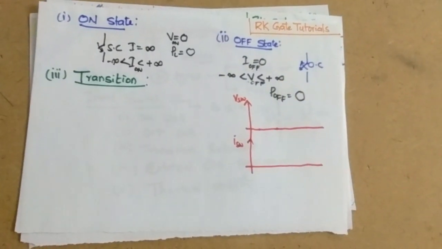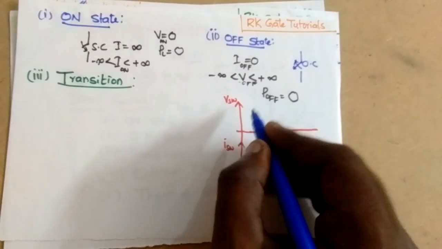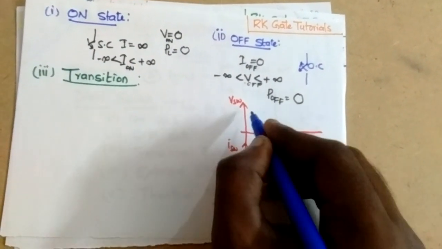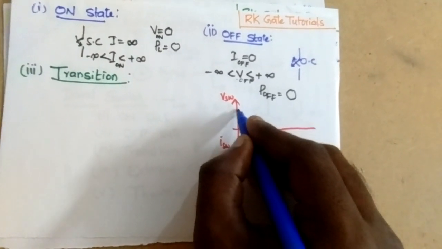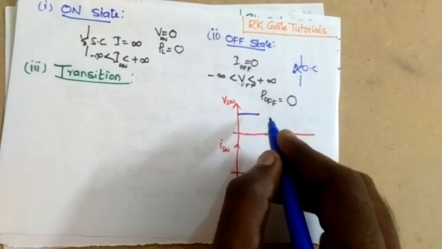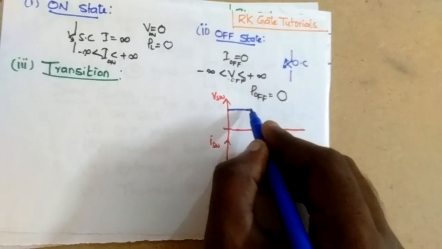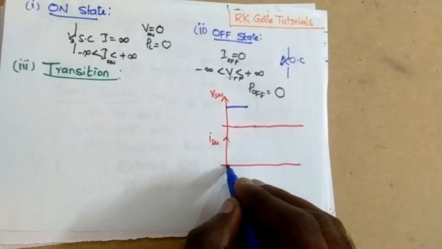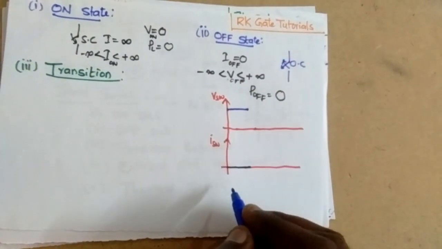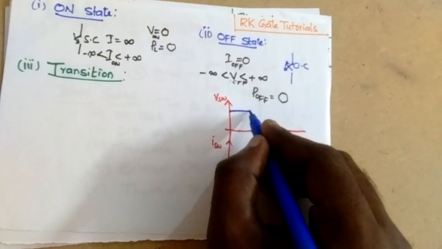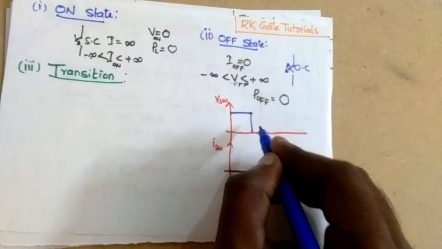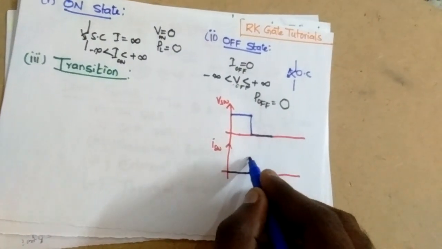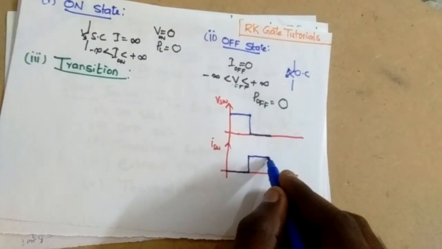So here, let us first talk about the off state. During the off state, what happens? There will be a maximum voltage, but the current is going to be 0. And during the on state, what happens? The voltage immediately becomes 0, whereas the current rises to a maximum value, and it flows like this.